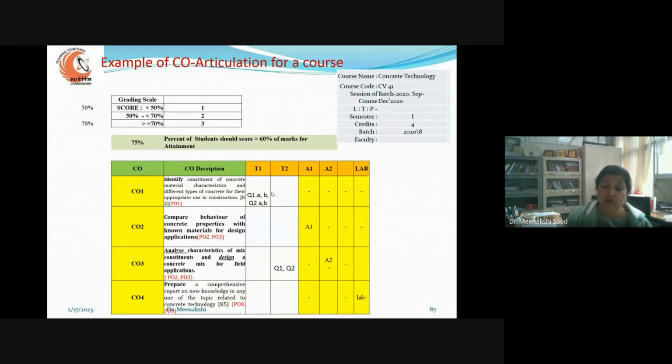So what I want to show you is that a proper mapping should be done before the conduct of any exam. So it means first exam CO1, question number this; second exam question 1, question 2 mapping to CO3; assignment 1 mapping to CO2, assignment 2 CO3, lab CO4. So such type of articulation has also to be done beforehand, right?